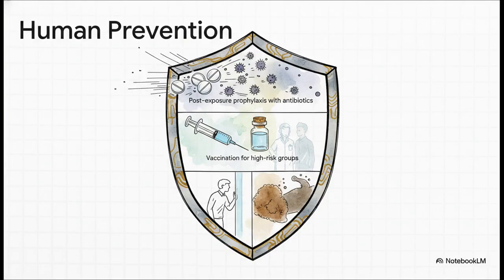But you know what's better than treatment? Prevention. If someone's been exposed, they can take antibiotics right away to stop the infection before it even starts. There is also a vaccine, but it's not for everybody. It's reserved for people in high-risk jobs, like vets, some lab workers, and the military. For the rest of us, the best prevention is just common sense, avoiding contact with sick animals or their products.